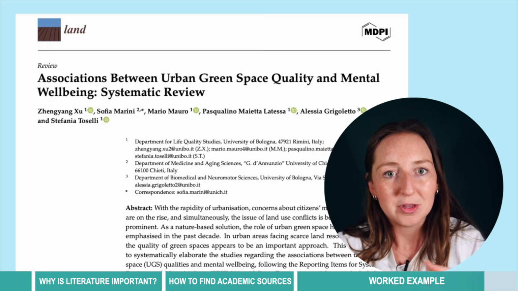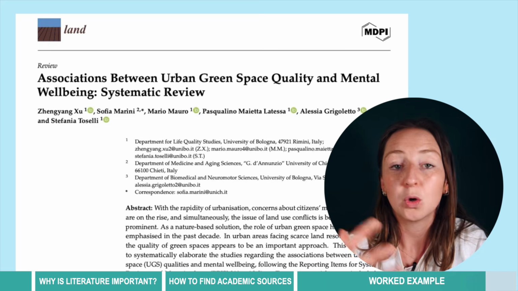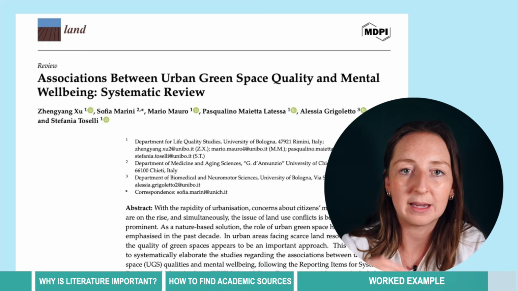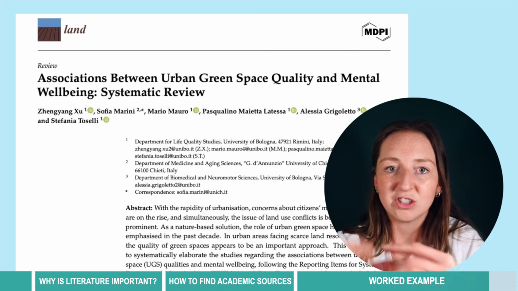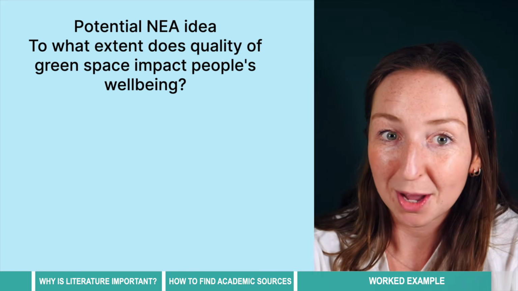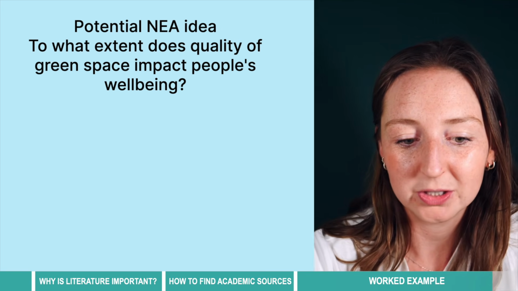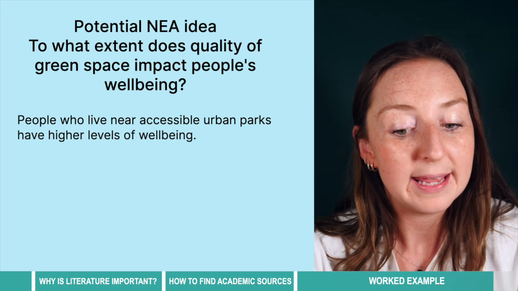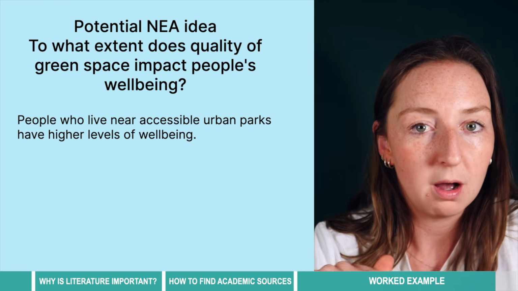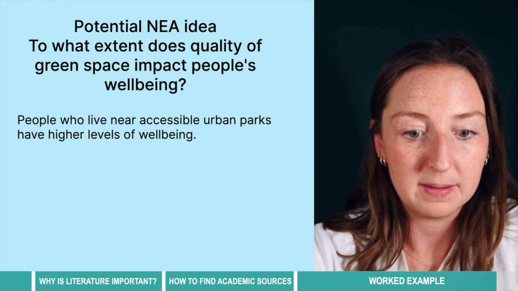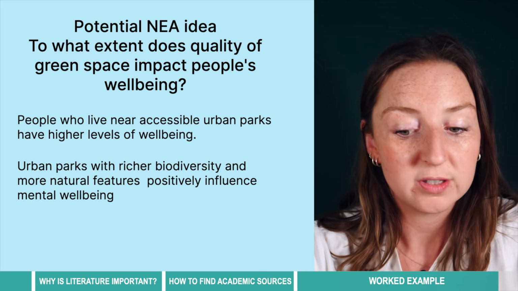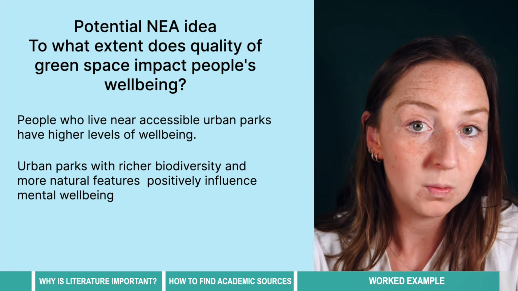So therefore, this can help me make hypotheses based on the quality of green space, and you can see how my initial idea of well-being and green space has changed depending on the article that I found. So these are the hypotheses that I've come up with using this academic article. People who live near accessible green parks have a higher level of well-being. So that's the accessible part of what they said with the linking to the domains. Urban parks with richer biodiversity and more natural features positively influence mental well-being.